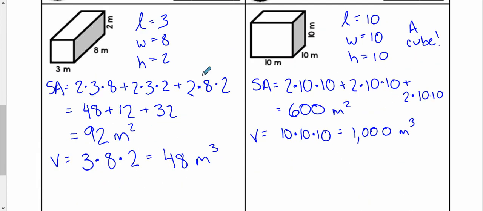And for the bottom two, you should have gotten 92 meters squared for surface area and 48 meters cubed for volume. And then this last one was a cube. There are 6 sides. Each is 10 by 10. The surface area was 600 meters cubed. And then the volume was 1,000 meters.